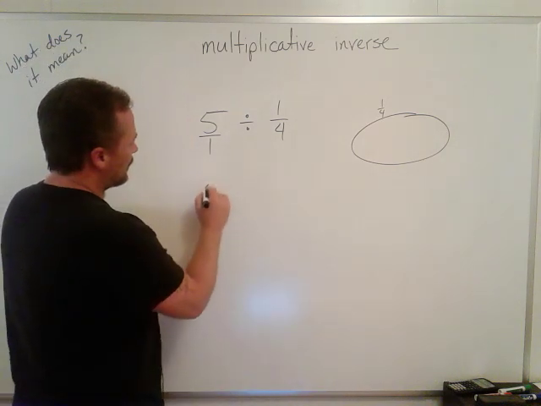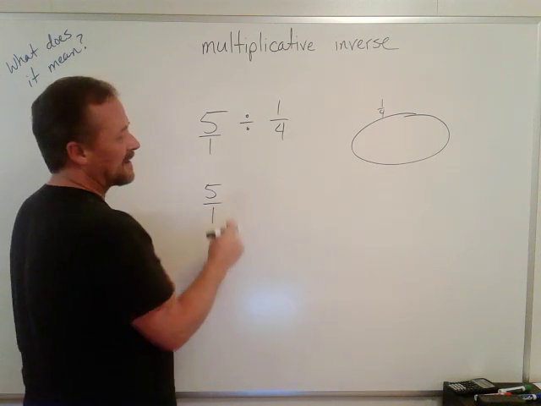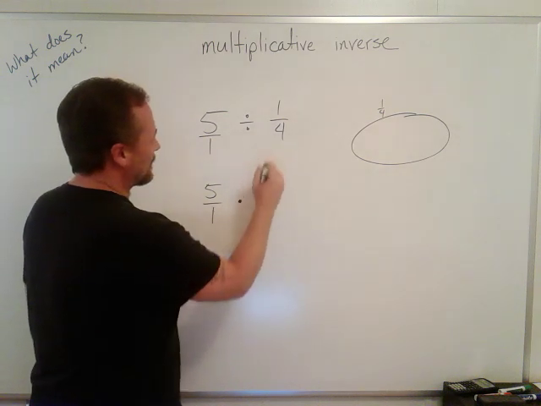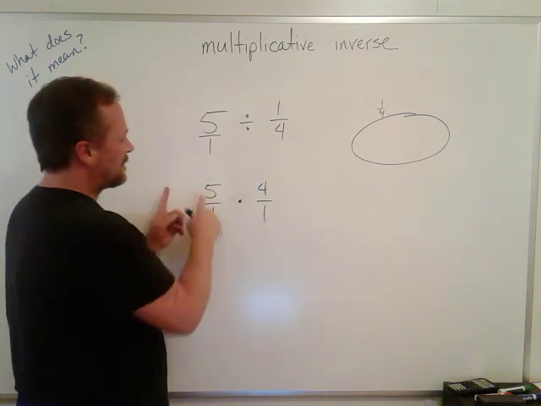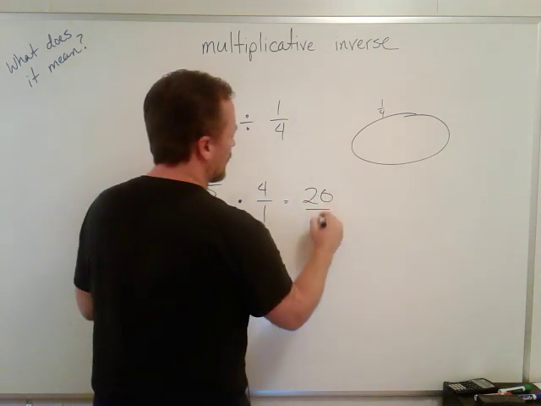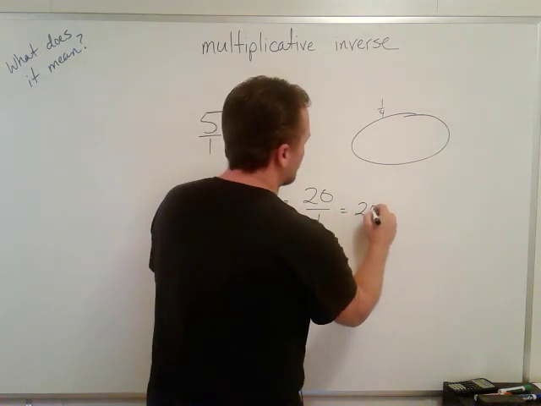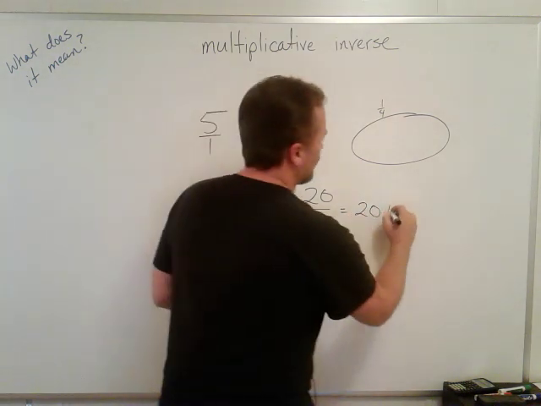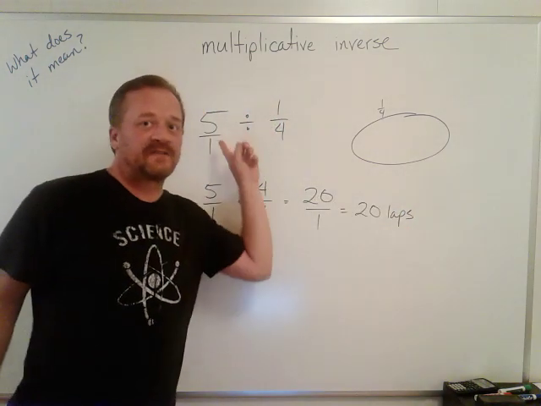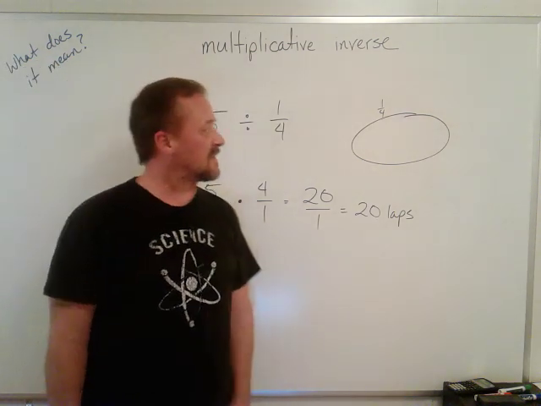Keep. Oops. I almost did keep, flip. Keep, change, flip. 5 times 4 is 20. 1 times 1 is 1. And 20 over 1 is just 20. So I need to do 20 laps around this 1/4 mile track to reach my 5 mile goal. Pretty easy, right? That makes sense.